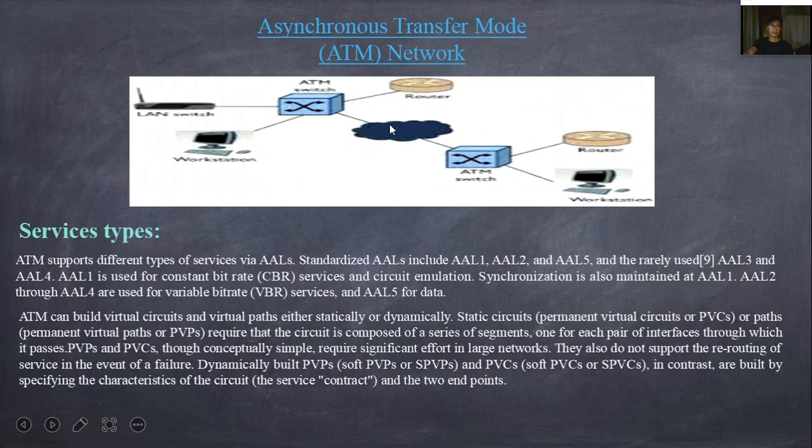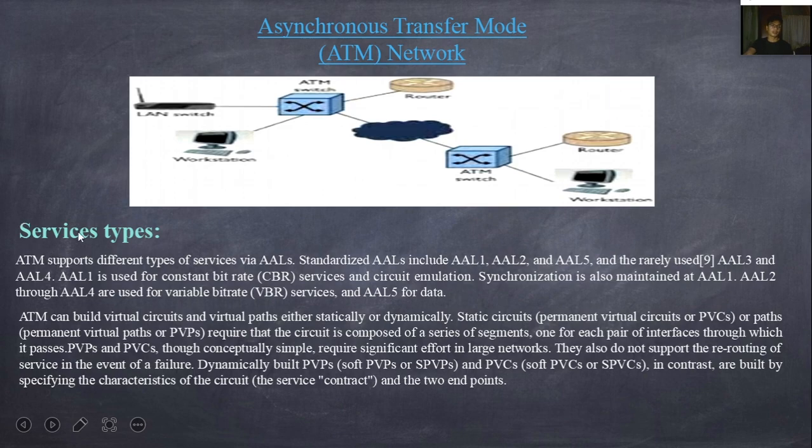Here is the asynchronous transfer mode network: the LAN switch, workstation, and the router go to the ATM switch and go to the cloud network, and go back to the ATM switch and go to the router and workstation.